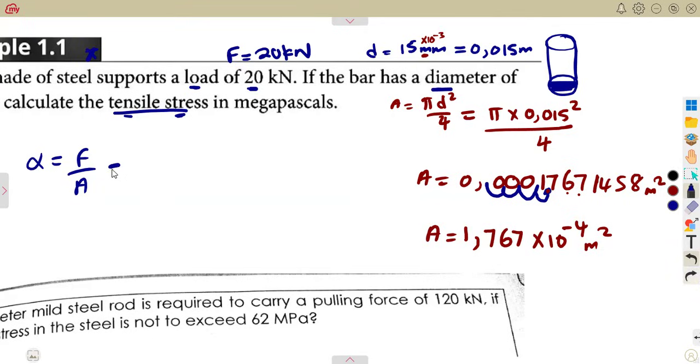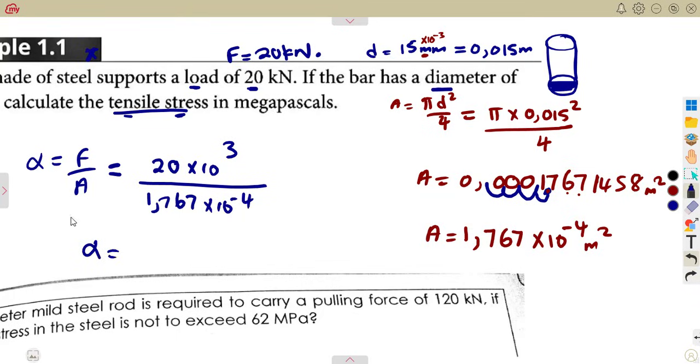So you can substitute here the force. Remember, we're already given our force, 20 kilonewton. So that is 20 times 10 to the exponent of 3 over the area that you calculated, 1,767 times 10 to the exponent of minus 4. This will give us the tensile stress. From this, you're going to obtain the tensile stress, which is going to be 113,619,13 Pascal.